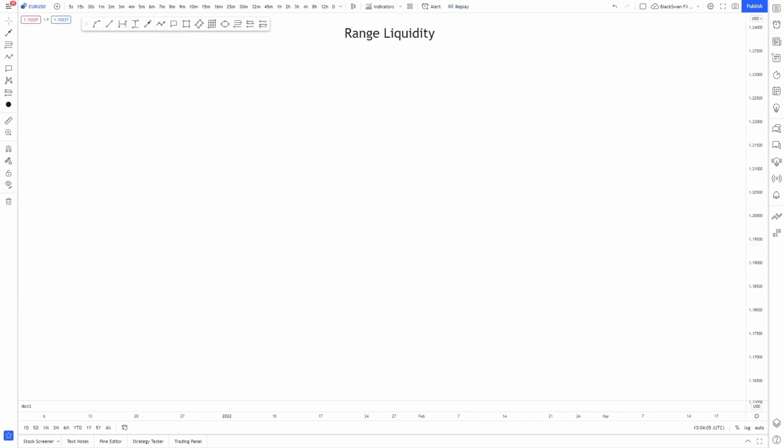So to wrap up this final installment in our advanced market structure series, we're going to talk a little bit about range liquidity. Now, structural liquidity can be delivered to us in many forms. We'll talk about it in a lot more detail in future videos and trade recaps.